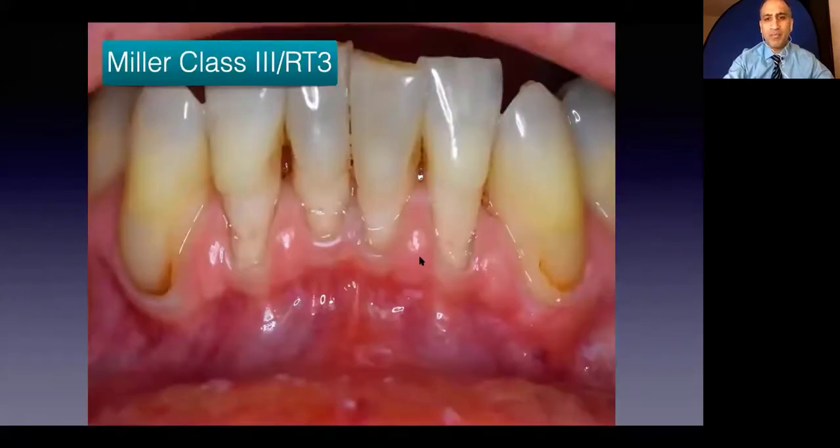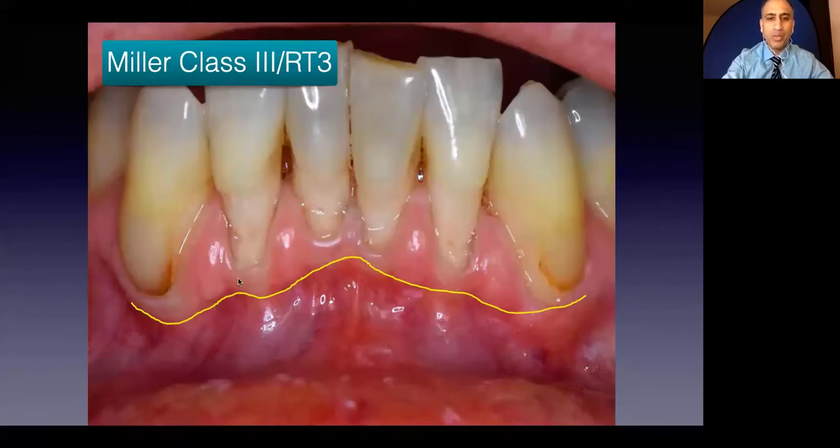So let's take you through the submarginal technique. So here's a patient that has a Miller class 3 or RT3 recession, and you can see there's significant crowding, there's severe recession, thin marginal gingiva. This is really not a situation that's amenable to root coverage. So we start by making an incision at the mucogingival junction.